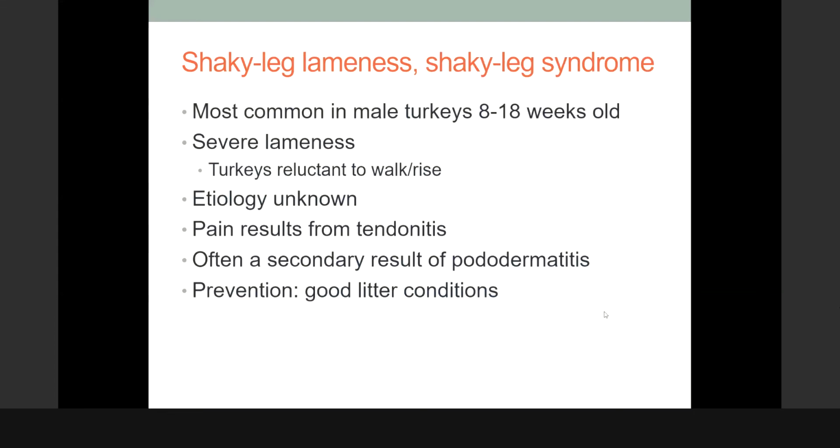Okay. Next one is shaky leg lameness or shaky leg syndrome. It's most common in male turkeys 8 to 18 weeks old. Leads to severe lameness. Turkeys are reluctant to walk or rise. The etiology is not really known. Can lead to painful pain resulting from tendinitis, often a secondary result of pododermatitis. Prevention is again, since it's pododermatitis, good litter condition.